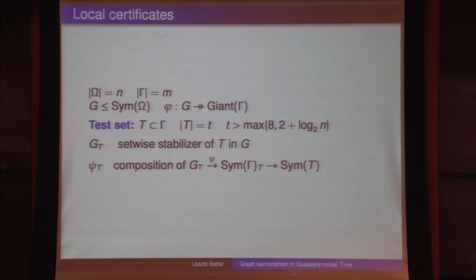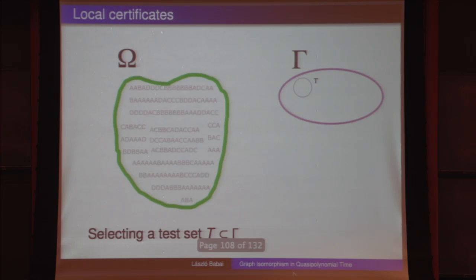And then what I do is, okay, this subgroup, the stabilizer of my test set, maps into the symmetric group. Of course, it fixes that subset, and then I can restrict it to that subset. So the combination of these two homomorphisms I denote by psi sub T. So psi sub T is a homomorphism of the stabilizer of my test set in the group G to the symmetric group acting on the test set.